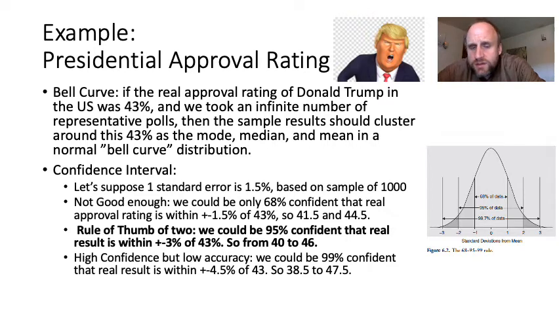Now, that range is almost too big. It's not particularly useful to know that Donald Trump's approval rating is between 38.5, which is really, really low, and 47.5, which is actually half decent. So the rule of thumb of 2 is generally pretty good. We'll go with that one. We can be 95% confident that the result is between 40 and 46%, if, of course, the standard error was 1.5%.